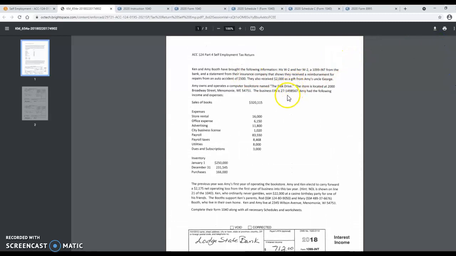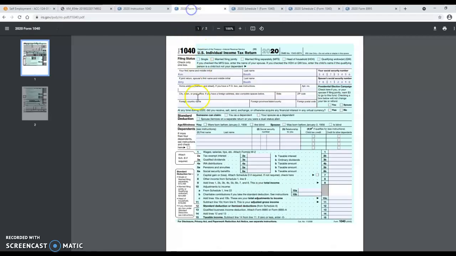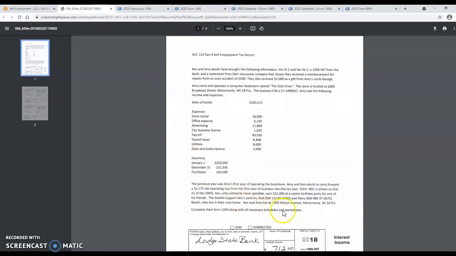So that's where the store is located. The home address is 2345 Wilson Avenue, Menominee, Wisconsin, 54751.